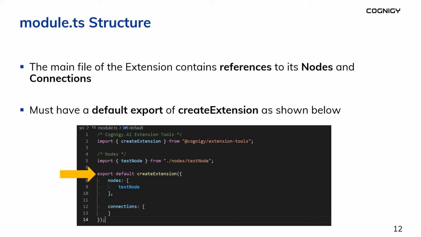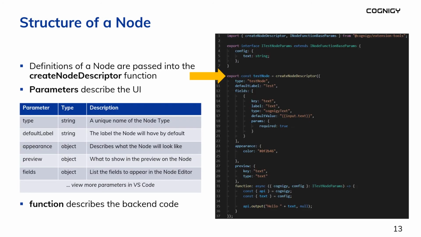Now each individual node can have its own file, and this file uses a function which is the create node descriptor function, which you've then imported from the Cognigy extension tools. And you're passing a number of parameters into that, and the parameters describe the UI and the backend code of that node. Now there's a large number of parameters, and I just want to show a couple of them here to give you an idea of the things that we can do with a node.